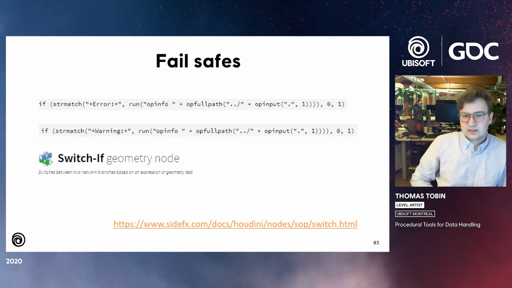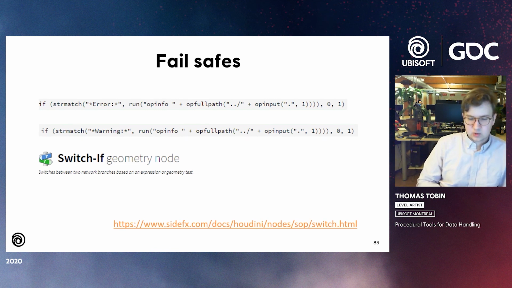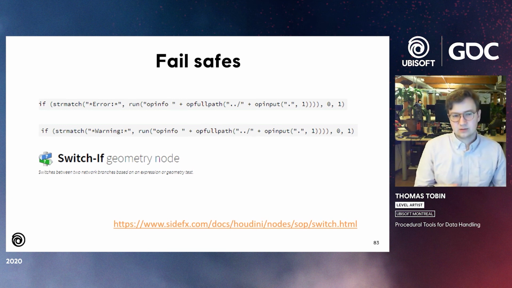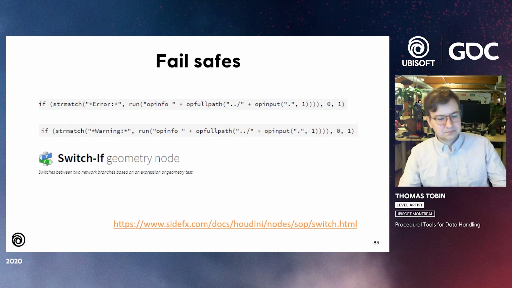Now in Houdini 18, you actually have the switch if geometry node. And this is super useful because instead of using a switch, now you can just have your actual if checks or any type of expression checks inside of a single node, and it can choose which way to go.